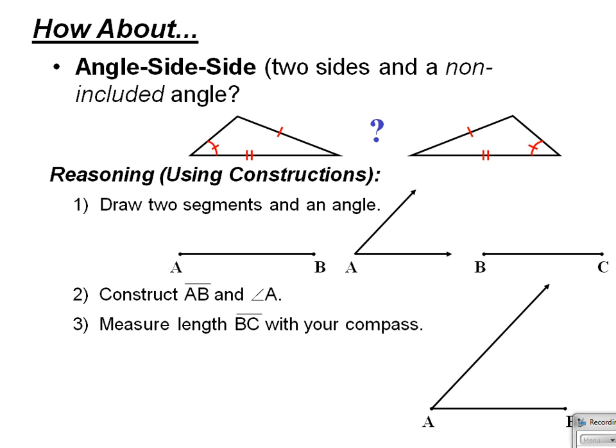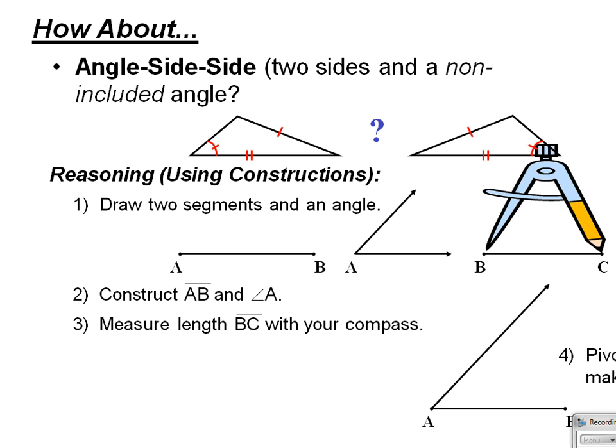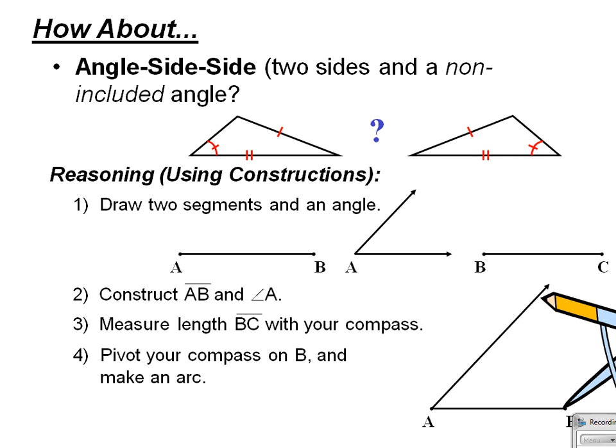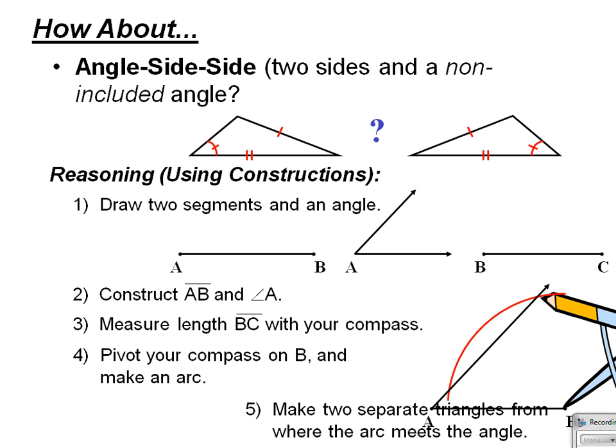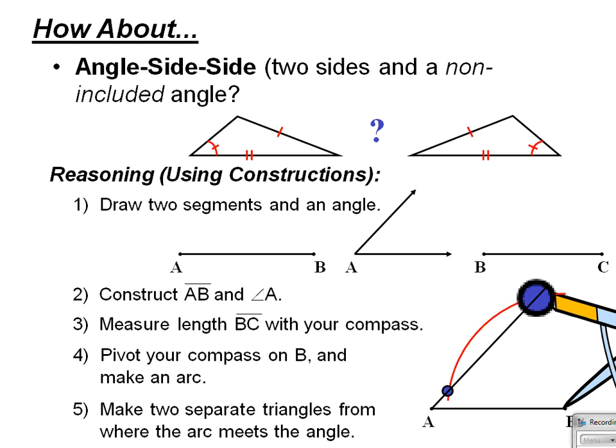Then, taking our compass and measuring the length BC, we could actually pivot that length on point B and make a sweep across the angle. And when we swept that segment across the angle, we found two points of intersection. Now, these two points of intersection actually led us to create two different triangles. Remember, in all the other construction exercises, we actually made one unique triangle from the parts given, but here we can actually make two different triangles.